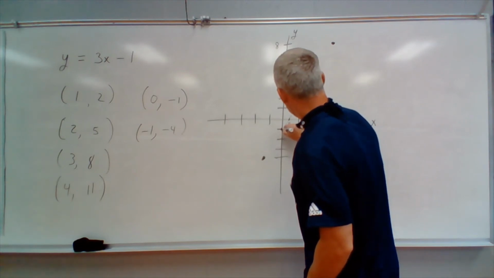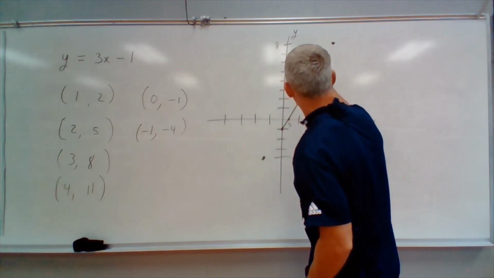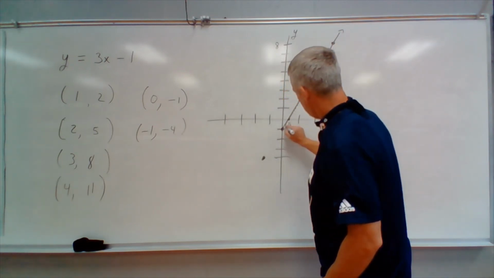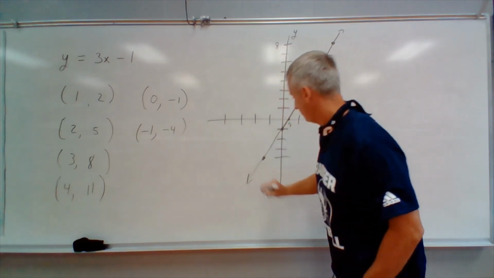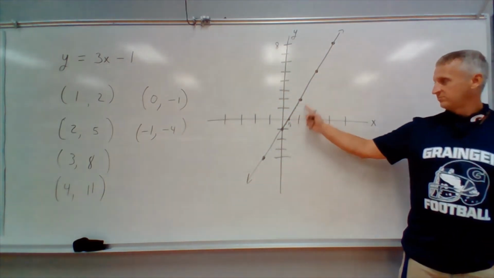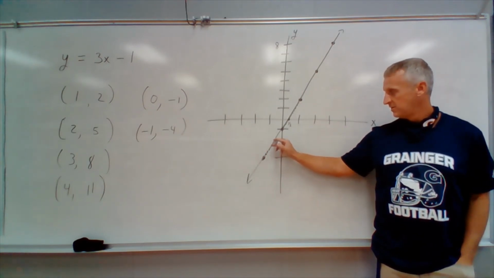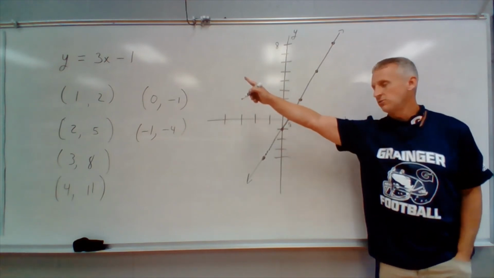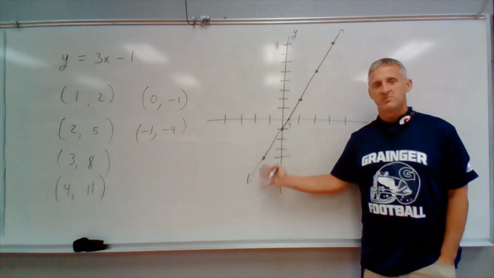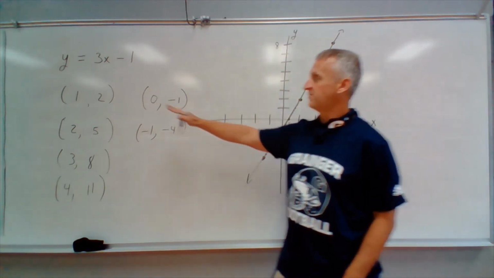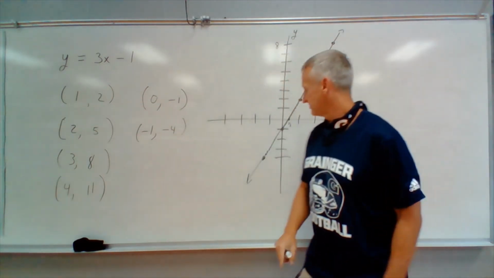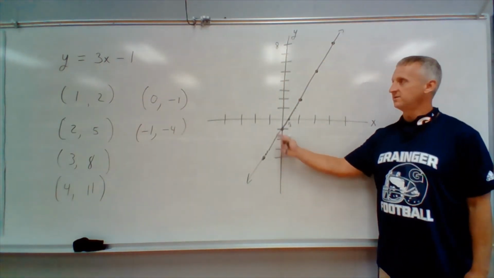And by connecting them, drawing a line through them, what I'm meaning is that every point on this line is a solution to that equation. There's an infinite number of points on this line. There's an infinite number of solutions to this equation. Every point on this line is a solution to that equation. Notice it makes a straight line, hence this is called a linear equation.